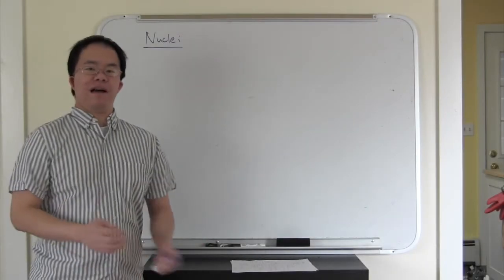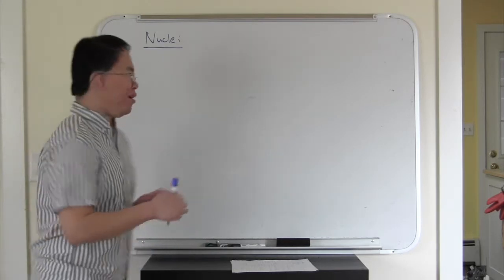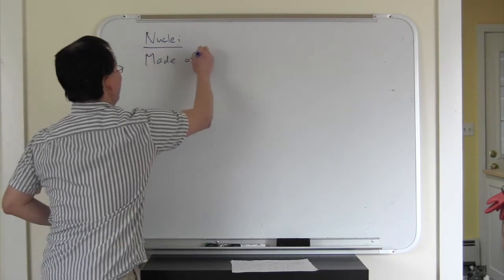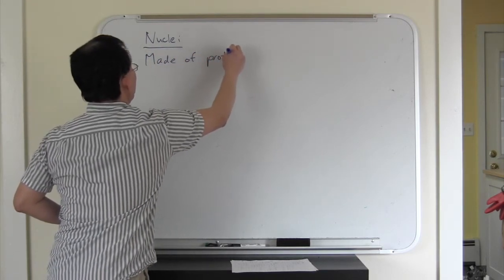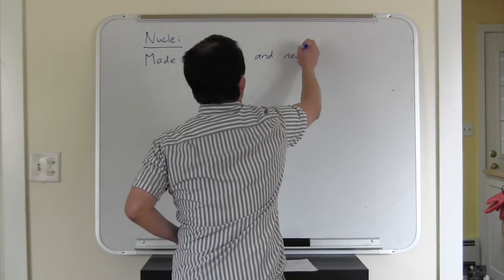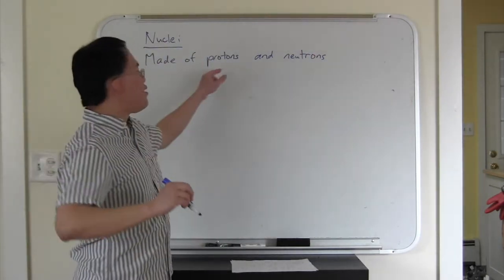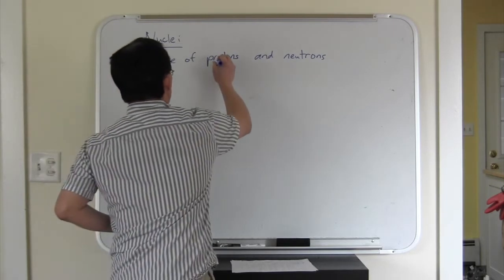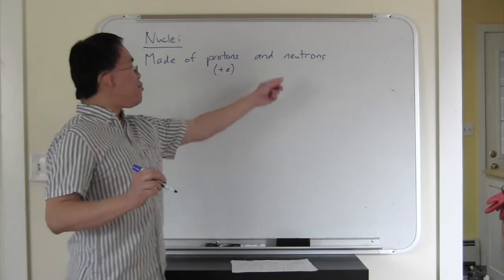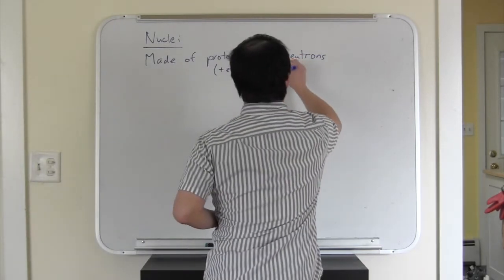Atomic nuclei, as you may know from chemistry, are made up of protons and neutrons. Let's just remind ourselves of that. Now, the important thing you should remember is that protons have a positive charge, so they have a charge plus e, whereas neutrons, as suggested by the name, are electrically neutral.